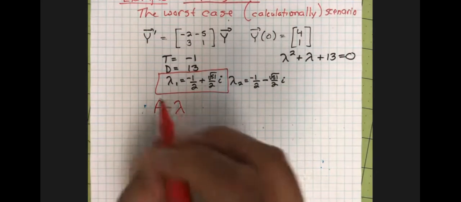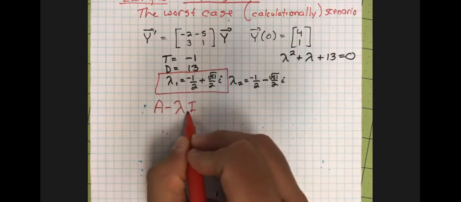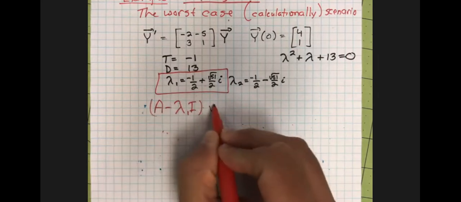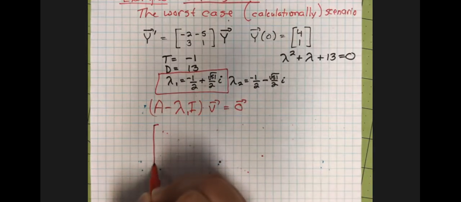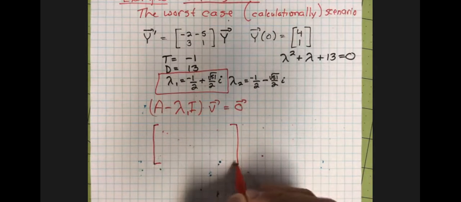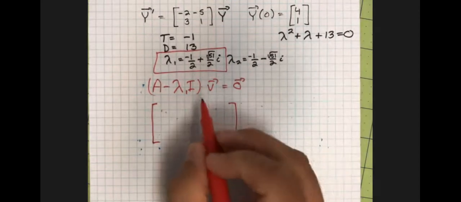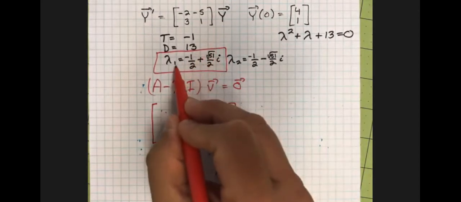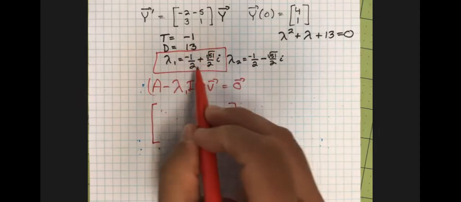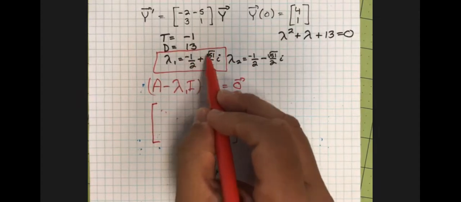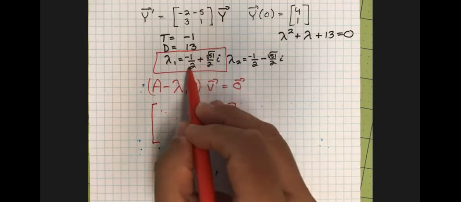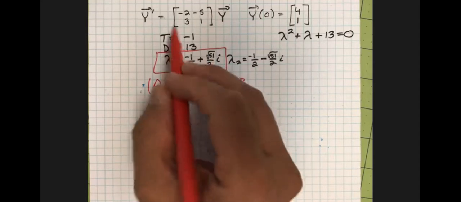Got it. A minus lambda I, and I'm gonna use lambda one. Let's be very careful with our work here, and I'll try to write big because I've got fractions. So I'm gonna subtract this lambda from the main diagonal. But notice when I subtract, I'll be subtracting minus 1/2 and subtracting positive root 51 over 2. So make sure you do your subtraction correctly.